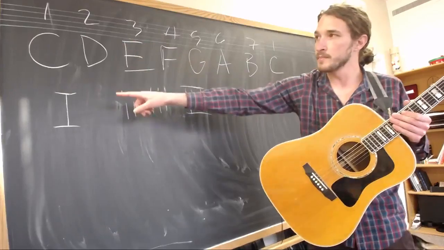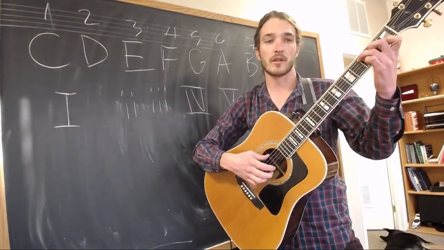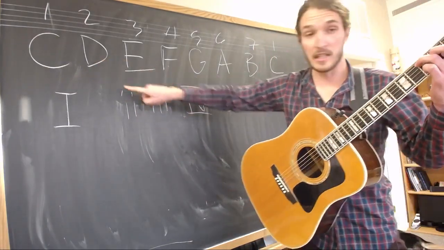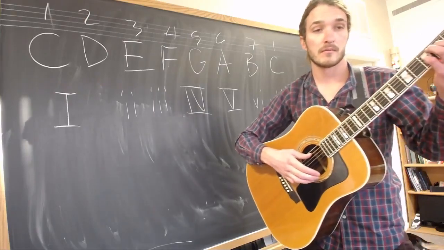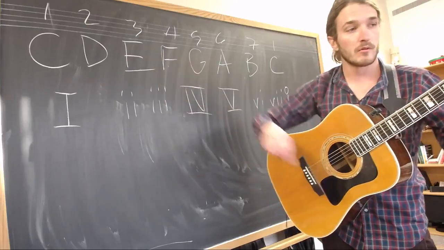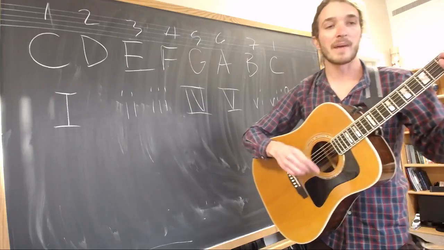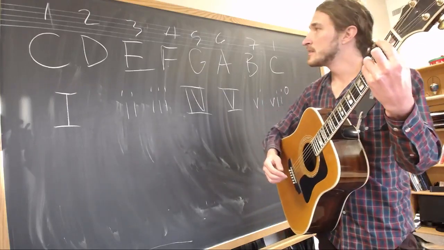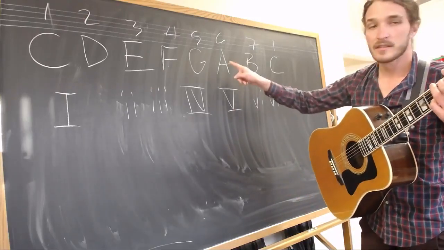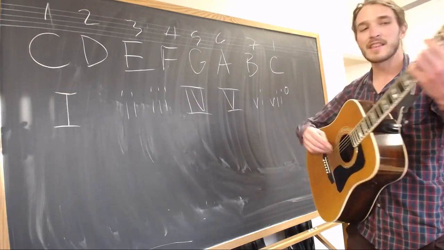our first chord would be C major. Our C major chord in first position. Our second chord would be D minor, right? D minor. Our third chord would be E minor. Fourth is F major. Fifth is G major. Sixth is A minor. And seventh, that'll be a B diminished chord.